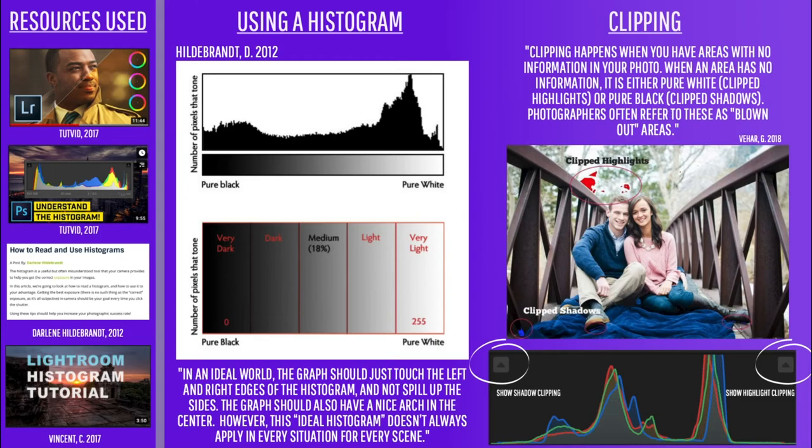However, this ideal histogram doesn't always apply in every situation for every scene, so obviously you are going to have a different stylistic approach to whatever picture you're taking. I also learnt about clipping, which happens when you have areas with no information in your photo, so an area which is either pure white or pure black, and these are known as blown out areas. And within this screenshot here, I learnt how you can turn these on, and then you'll be able to see which areas are blown out.